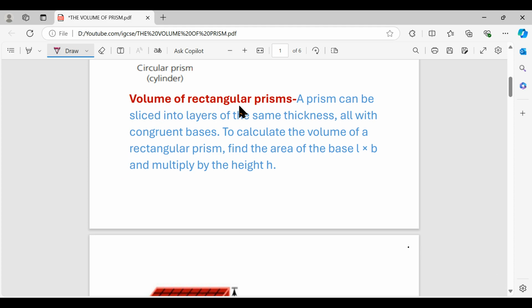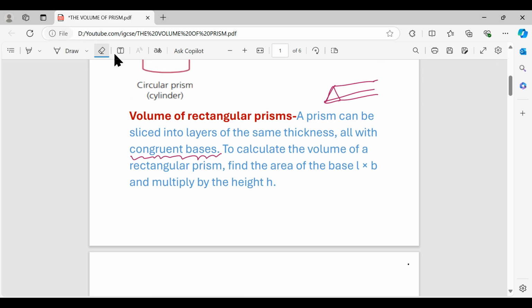Now the first is the volume of a rectangular prism. A prism can be sliced into layers of the same thickness because of its cross section, all with congruent bases. What is the meaning of congruent bases? Congruent base means what you have at one end, exactly the same thing you will have at the other end also. So if at one end we have a triangle of some length, at the other end also you will have a triangle of the same length.